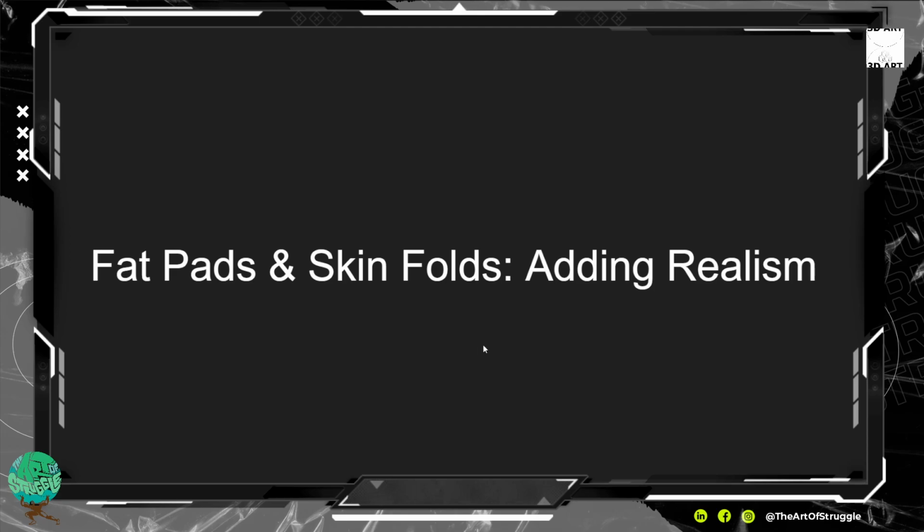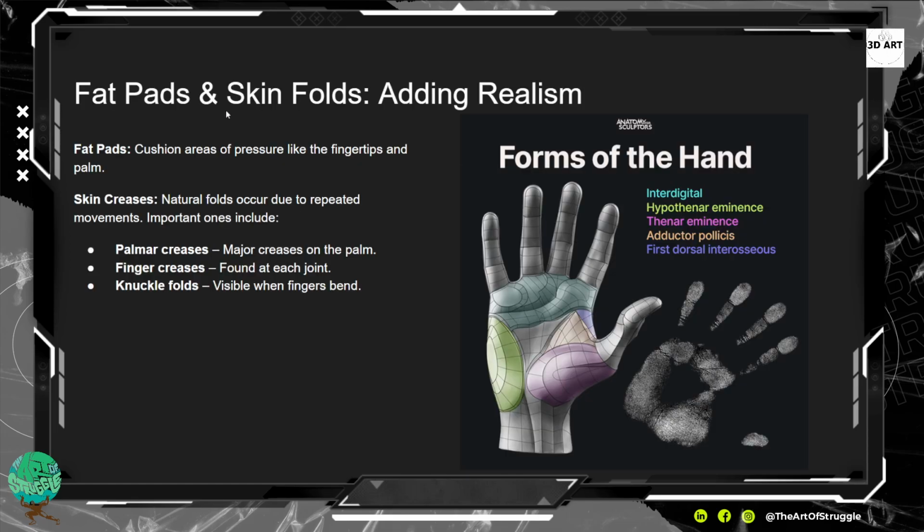All right, so let's talk about fat pads and skin folds and adding realism. So fat pads are the cushion areas of pressure, like the fingertips and the palm. These fat pads allow us so that when we grab something, we're not just grabbing it with our bone. It gives us a little bit of protection from the elements, from other things.